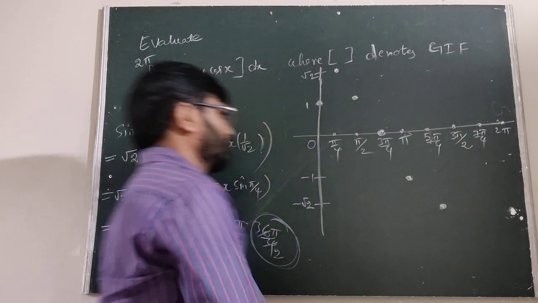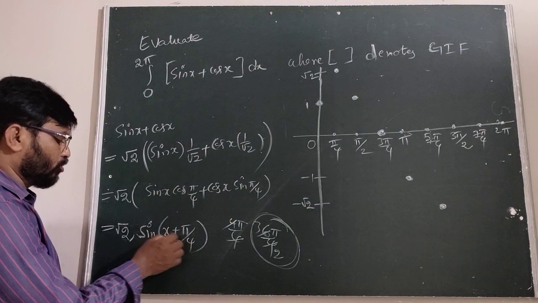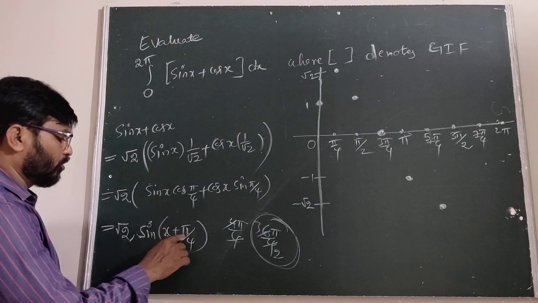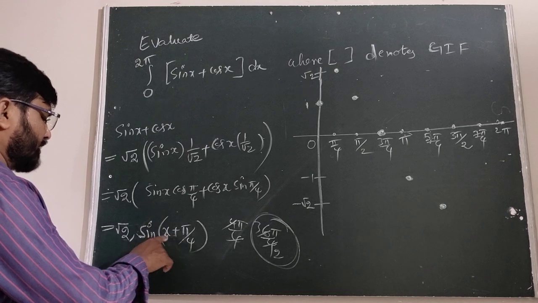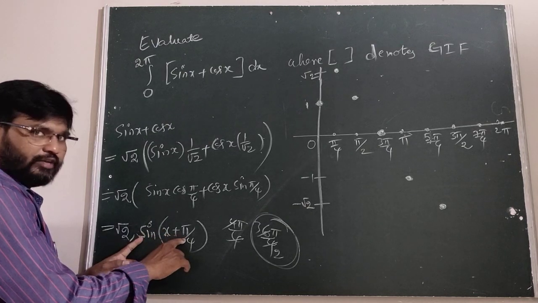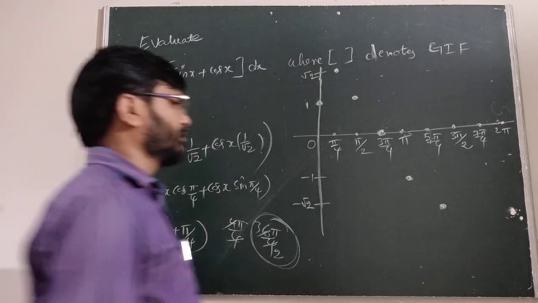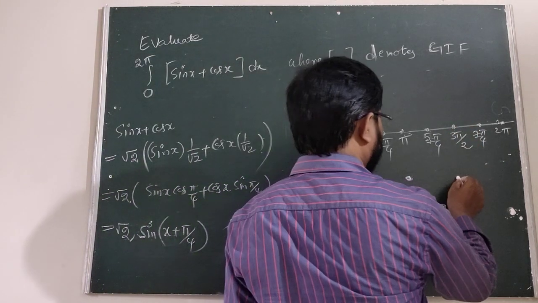Now we are taking the 3 pi by 2. Therefore, 3 pi by 2 means 3 pi by 2 plus pi by 4. That is the fourth quadrant. In the fourth quadrant, sine is negative. Then it is minus of cos 45. Cos 45 is 1 by root 2. Therefore, when we are taking 3 pi by 2, we get minus 1.